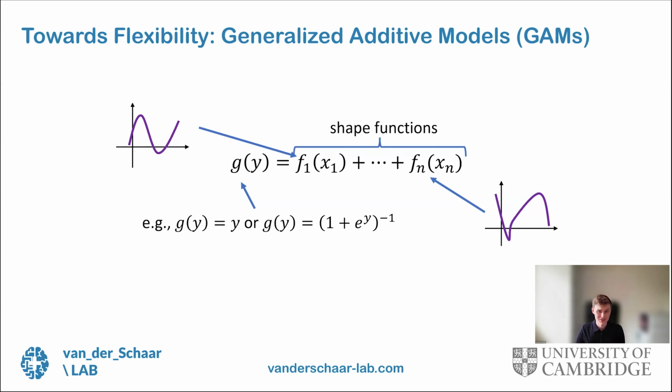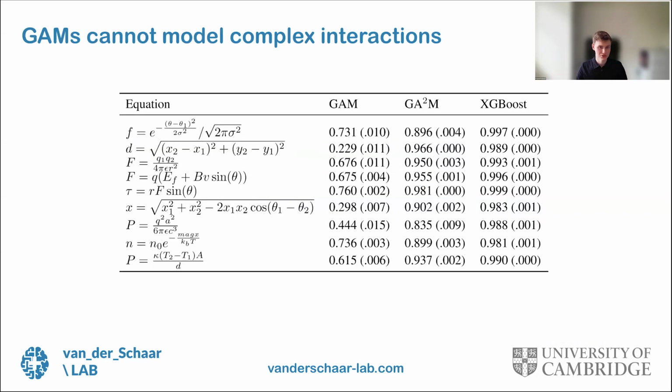So the main disadvantage of GAMs, though, is their inability to model more complicated interactions. For instance, if we have three variables, x, y, and z, then x times y divided by z cannot really be captured by generalized additive models, or GAMs. And this is exactly what we demonstrate in the next experiment.